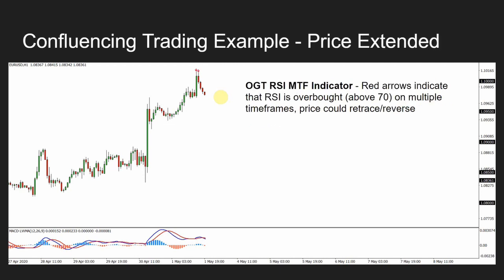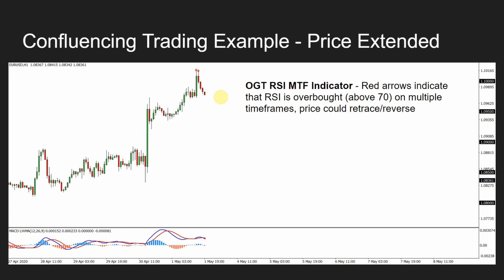Another example is price being overextended, again using another one of my indicators, the OGT RSI MTF indicator. What this indicator does is tell you when the RSI is overbought or oversold on multiple time frames. If the RSI is overbought or oversold on multiple time frames, it gives us a high level of confidence, or an early warning system, that price may reverse or retrace.